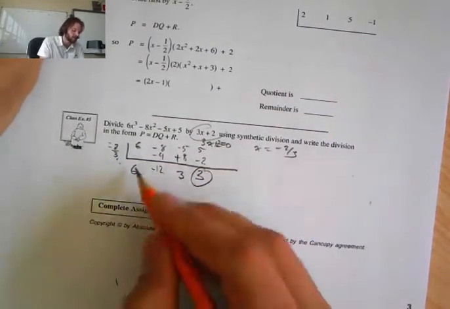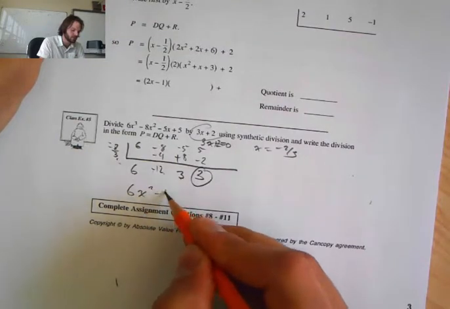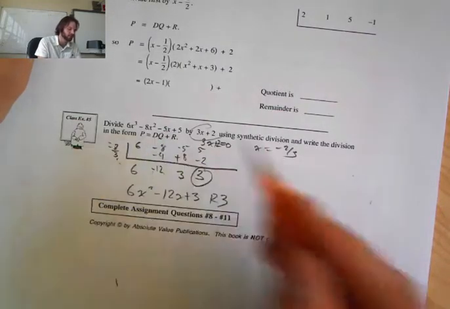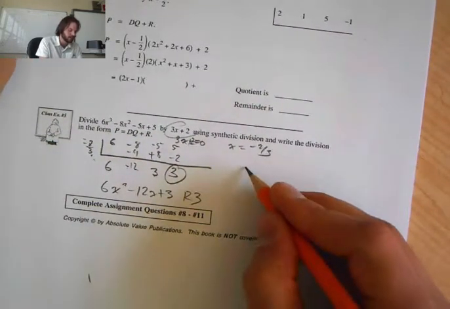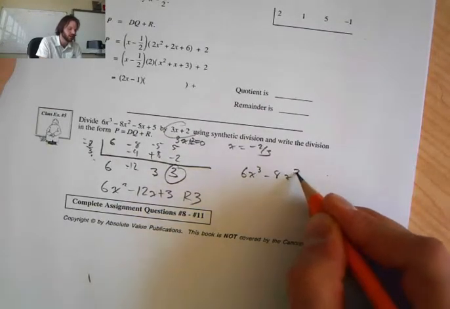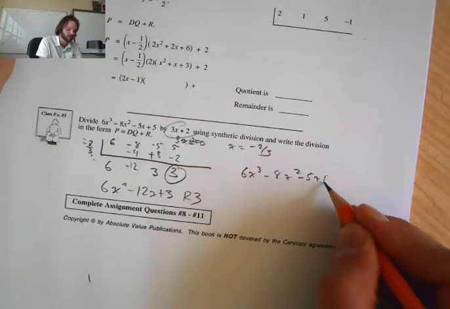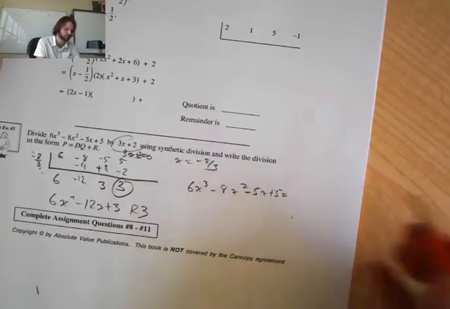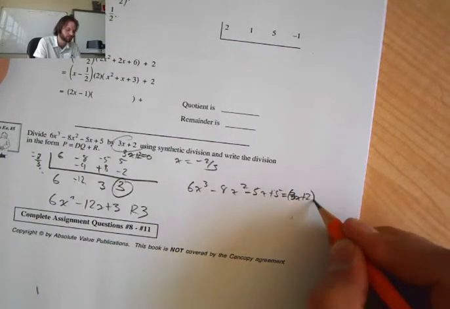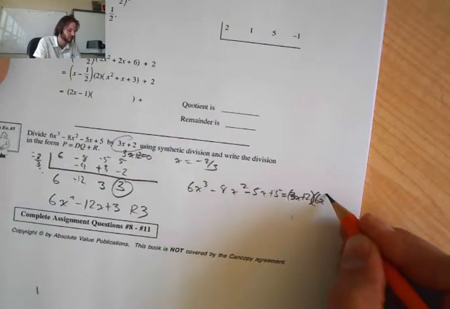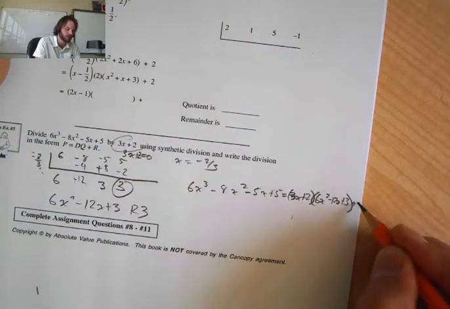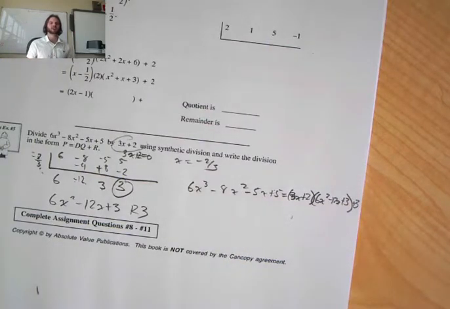So it writes everything else. So I have 6x squared minus 12x plus 3, remainder 3. And we want it in this form there. So I'm going to have 6x cubed minus 8x squared minus 5x plus 5 is equal to 3x plus 2 multiplied by 6x squared minus 12x plus 3, and then I have to add 3 more again at the end. And that is how I find my solution.